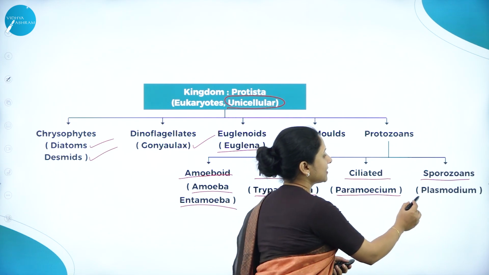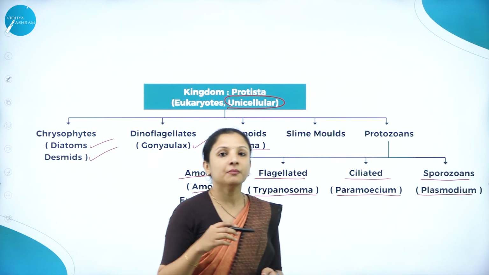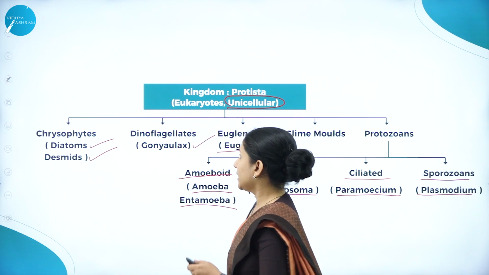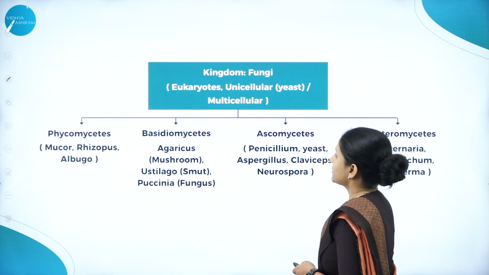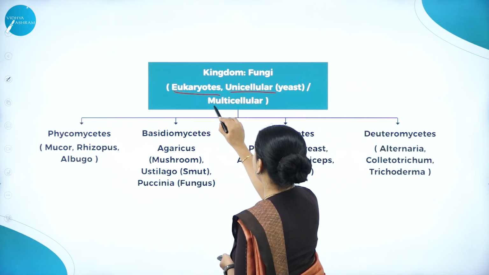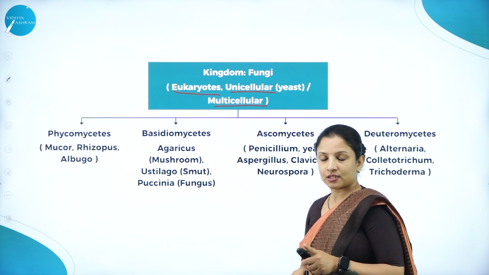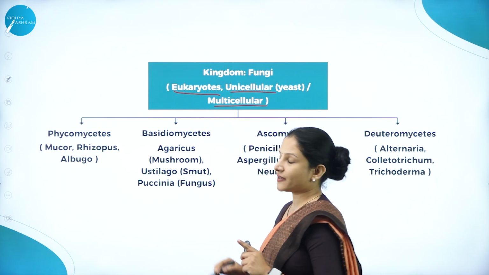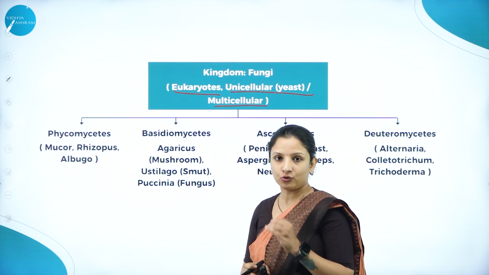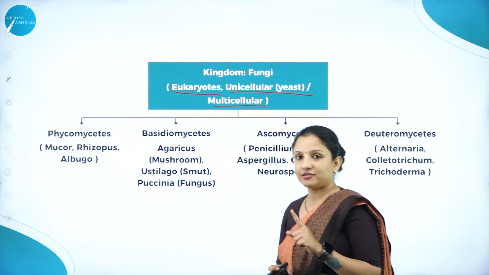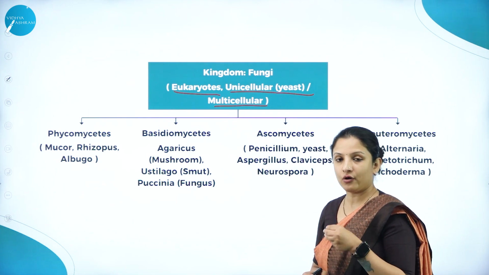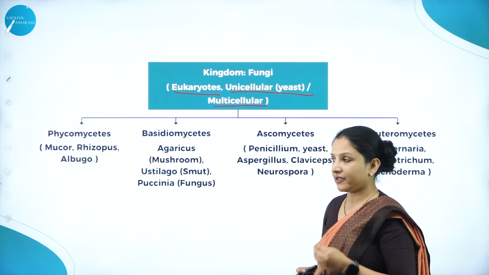Next, sporozoan, plasmodium. These are the malarial parasites. So this MCQ is also very important. Next, moving to kingdom fungi. They are eukaryotes. They can be unicellular or multicellular, and yeast is the only unicellular fungi. This is one of the important MCQs, and the question can be framed like that. So it is yeast, or Saccharomyces cerevisiae.